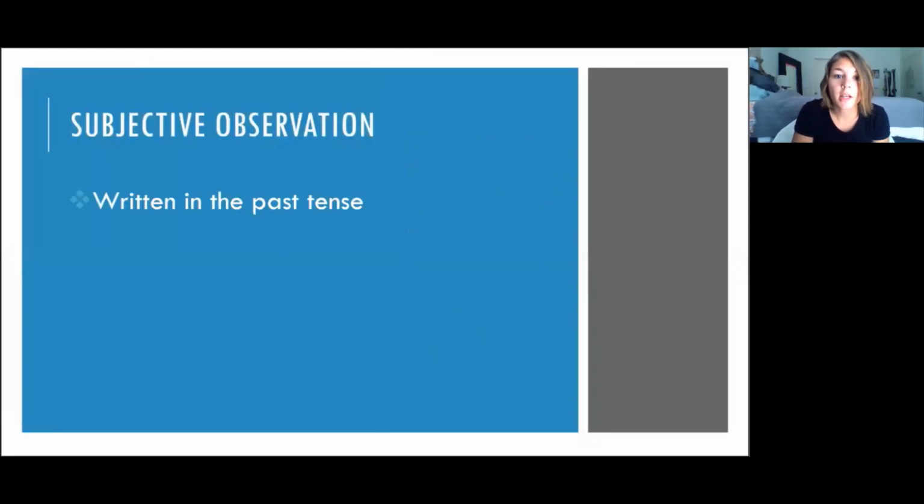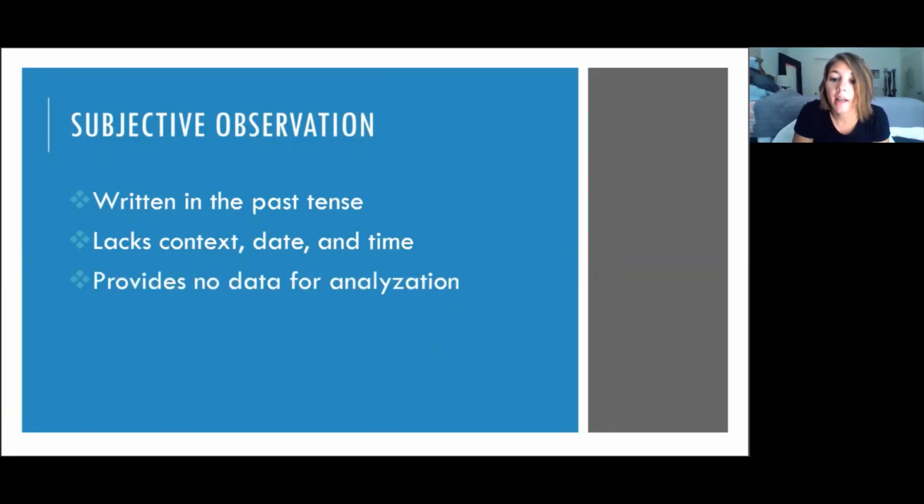First of all, it is written in the past tense, and there is no context available. We have no idea when this observation occurred. There was no time, no date, and we have no idea where they were in the classroom. It's lacking any sort of usable data for analysis, and there are a ton of assumptions going on about what Karen thinks and what Karen feels. Okay, this teacher is not telepathic and cannot see Karen's mental process.